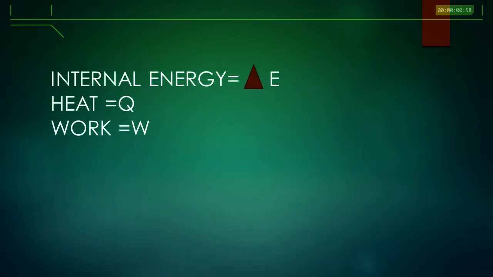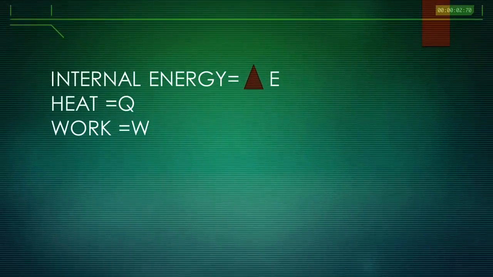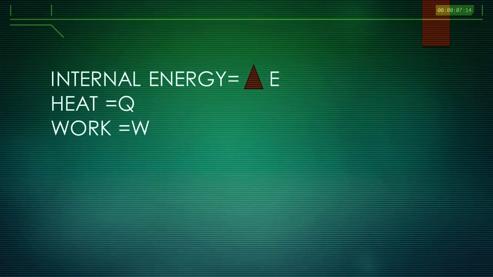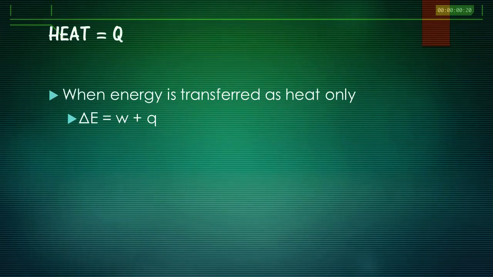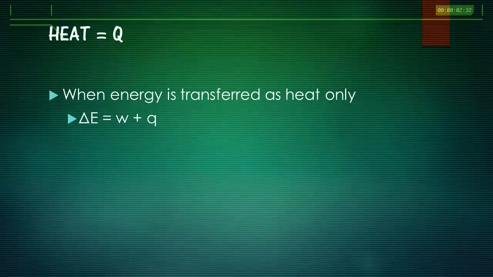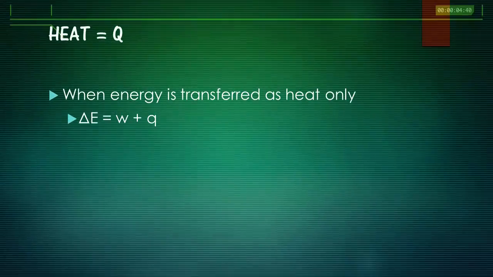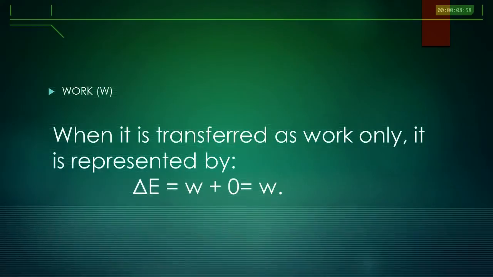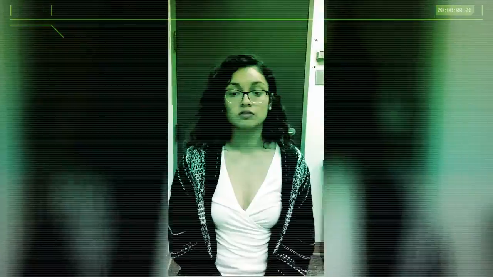Delta E is the total change in a system's internal energy, and it can be found by adding work, or W, and heat, or Q. Energy transferred into the system is positive, and anything transferred out is negative. When energy is transferred as heat only, it is represented by the formula delta E equals Q plus 0 equals Q. When it is transferred as work only, it is represented by delta E equals W plus 0 equals W.